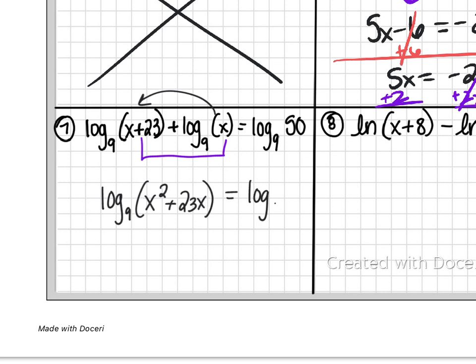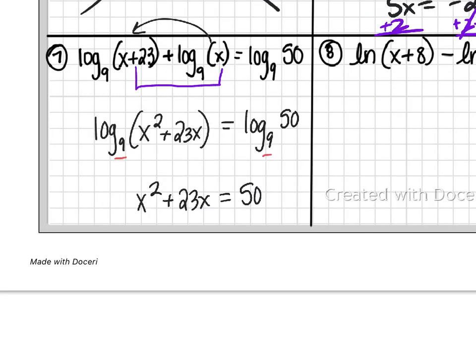After we're done with that, can we just take the top parts because the bases are the same? Yep. After that, you have to condense first. But then now we've got a log with a base of 9 on the left, a log with a base of 9 on the right. So now we can just take their arguments, x squared plus 23x equals 50. So set the arguments equal to each other and then solve for x.